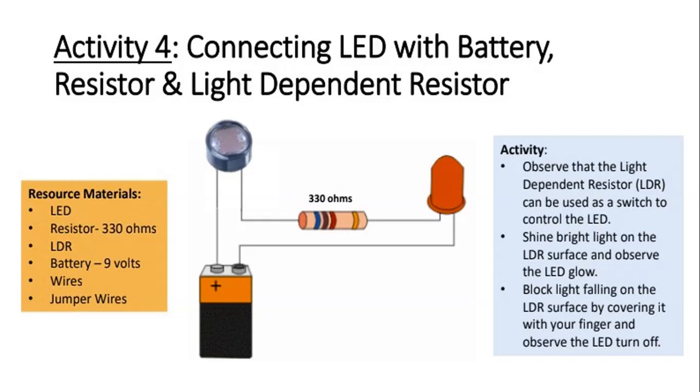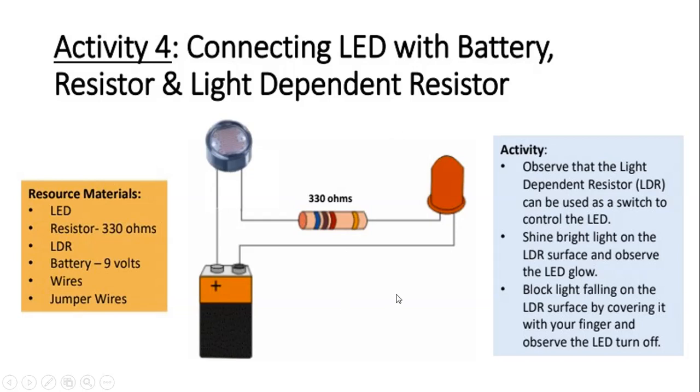In the next activity, activity 4, we connect an LED with a battery, resistor and light dependent resistor. As per the characteristics of the LDR, if light falls on and is absorbed by it, the resistance value of the LDR changes, and we can observe the output on the LED. We require an LED, a 330 ohm resistor, an LDR, a 9 volt battery, and wires and jumpers. The battery is connected to the LDR, the other terminal of the LDR is connected to the 330 ohm resistor, and the other terminal of the resistor is connected to the positive terminal of the LED.